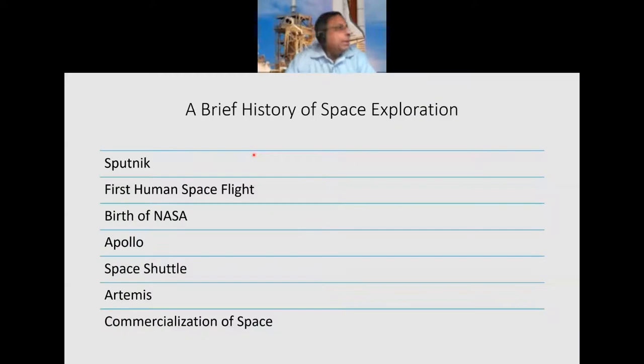So the space race really started in the 1950s between the two nations, USA and Soviet Russia, during the Cold War. Russia took the lead in the beginning by first sending the satellite Sputnik and then the first human into space. Of course, USA tried to catch up by creating NASA, which stands for the National Aeronautics and Space Administration. Soon, USA got ahead in the race with the Apollo program. They were able to send a man to the moon.